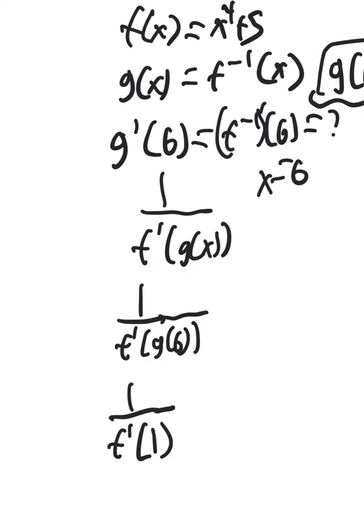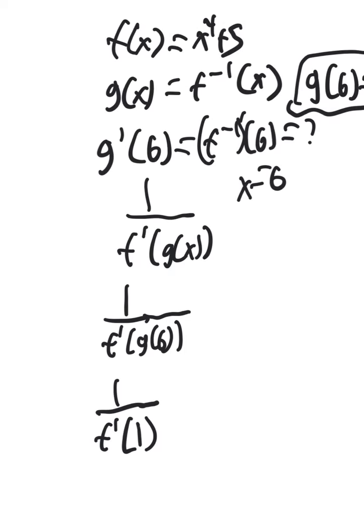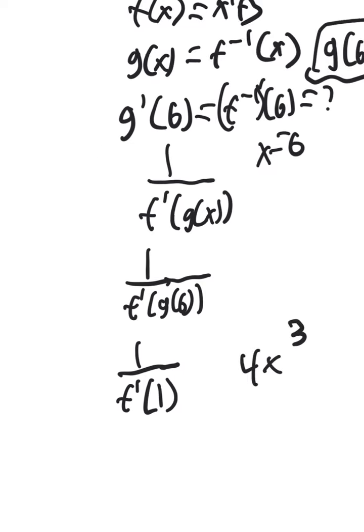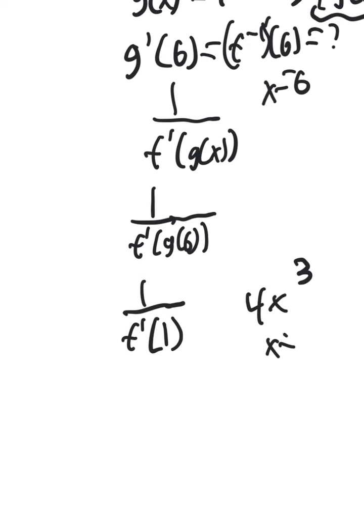And then if we go to f equals x to the 4th plus 5, the derivative of that is just going to be 4x cubed. If we evaluate that at x equals 1, then it's just 4. So the derivative is 1 over 4.